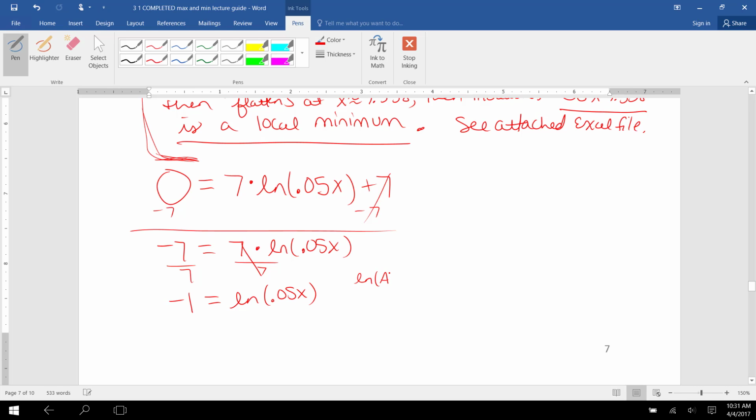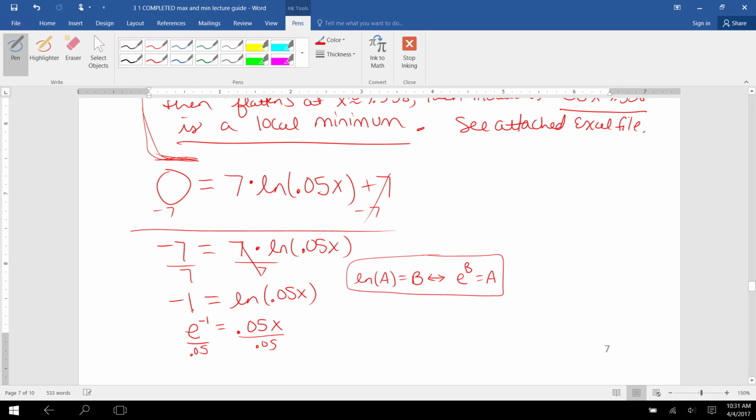ln of a equals b, you can rewrite that in exponential form e to the b equals a. And that is exactly what I have here. ln of 0.05x is negative 1. I could rewrite that as e to the negative 1 is equal to 0.05x. So to solve for x, I divide both sides by 0.05.